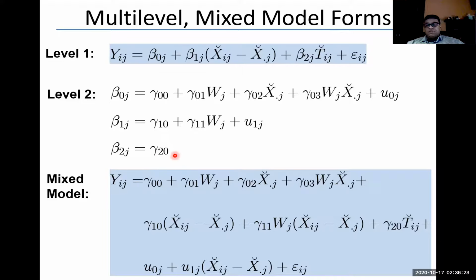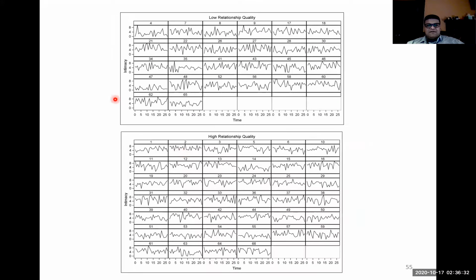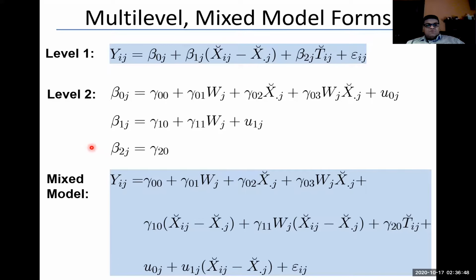Okay. We could have included u2j, which is what that symbol would have been. However, going back and looking at the trajectories here, you can see that there really isn't any evidence of systematic change over time, or individual differences in systematic change over time. So what we've done is we included just the fixed effect of time.